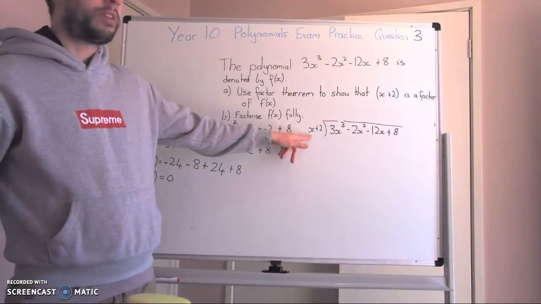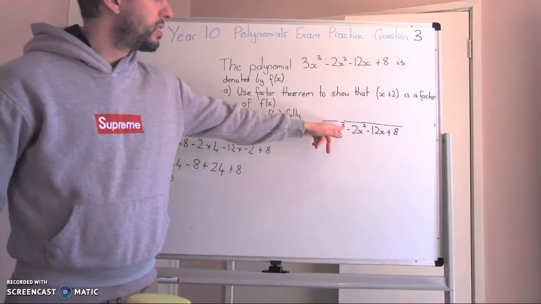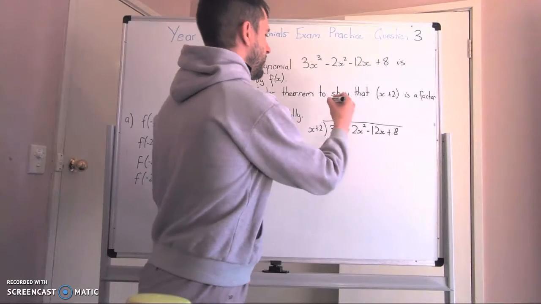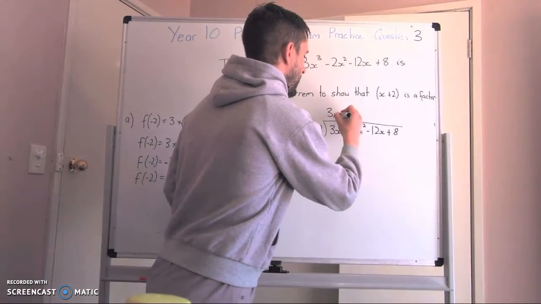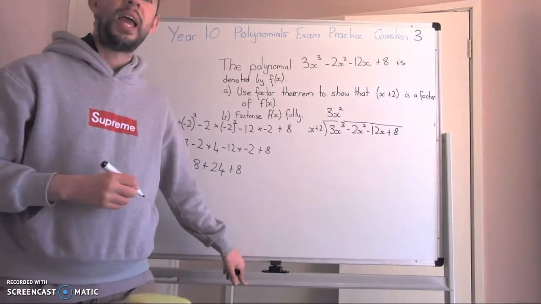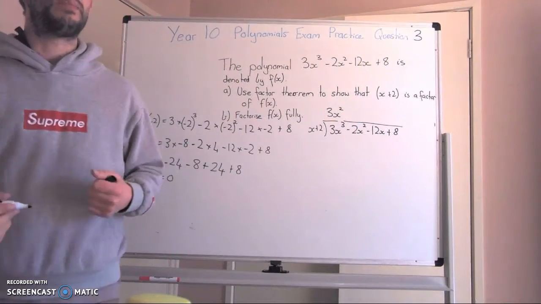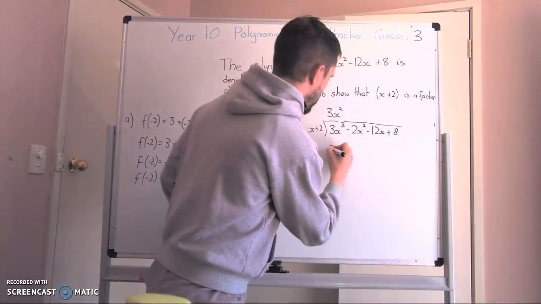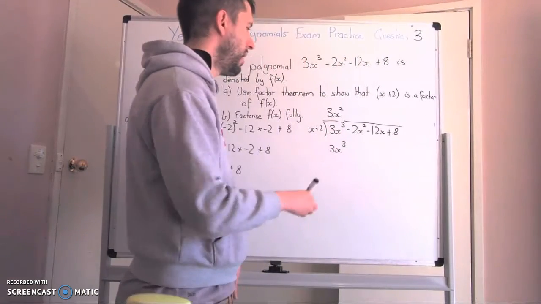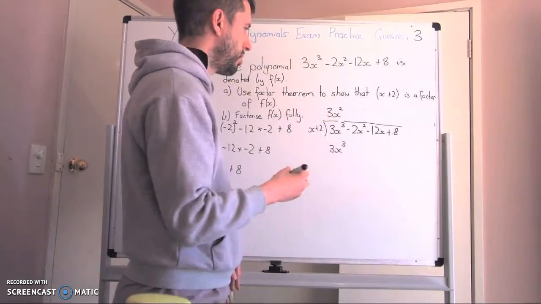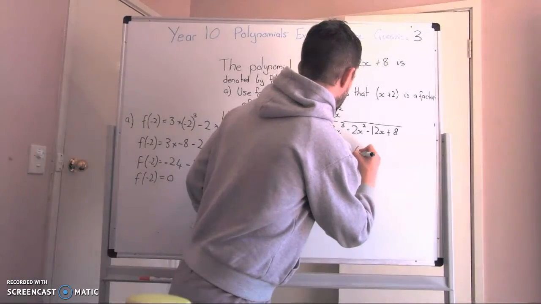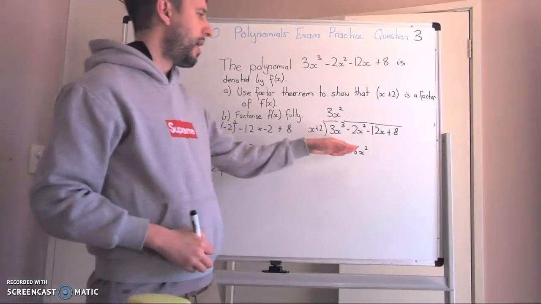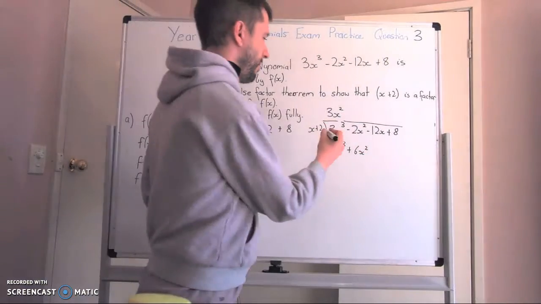So I always focus on this first part, x. 3x to the power of 3 divided by x gives me 3x to the power of 2. And now I work backwards, just like our opposites with multiplying and dividing. So 3x squared times x is 3x to the power of 3. And 3x squared times 2 is positive 6x squared. Now I need to take this away.